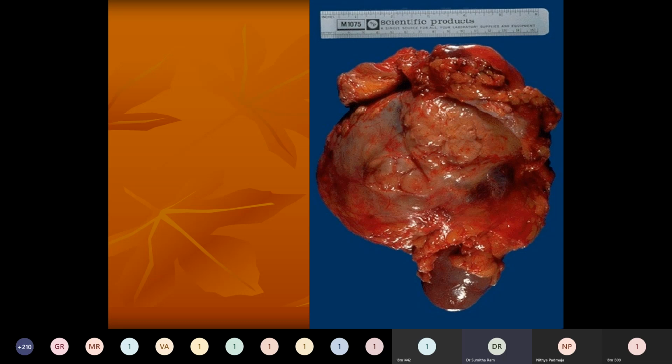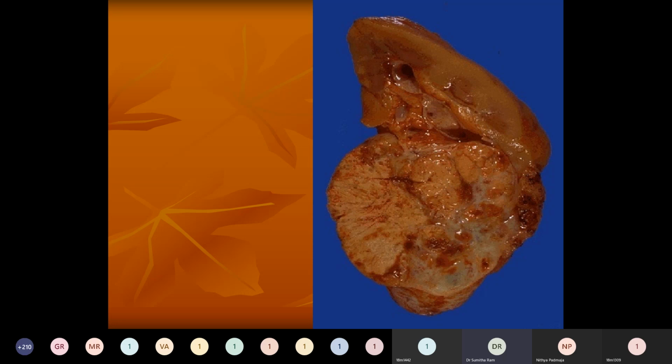Here we cannot say exactly which pole it is, but it is seen to involve the upper pole of the kidney. This is a cross section of another specimen, where you can see that they are well circumscribed tumors, but they are not well encapsulated.